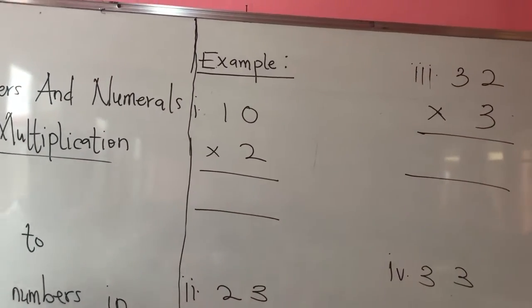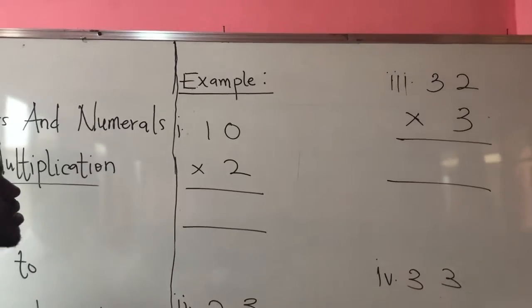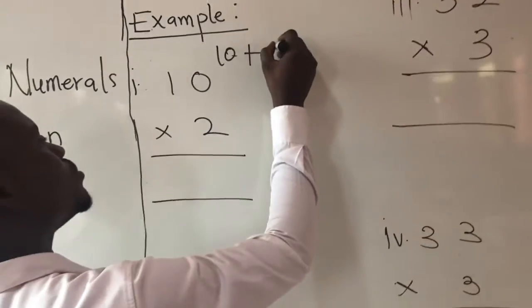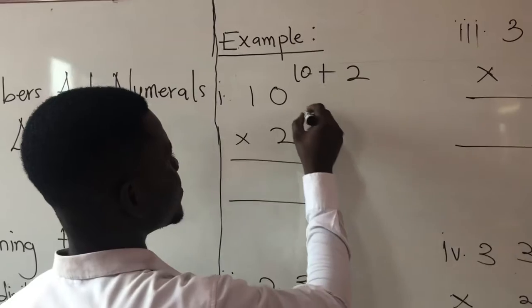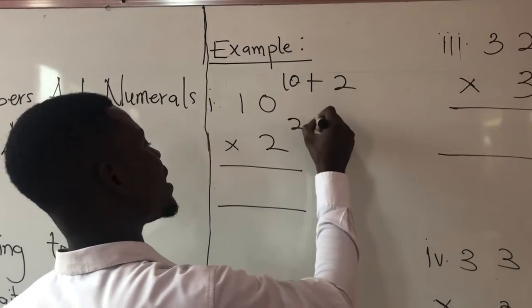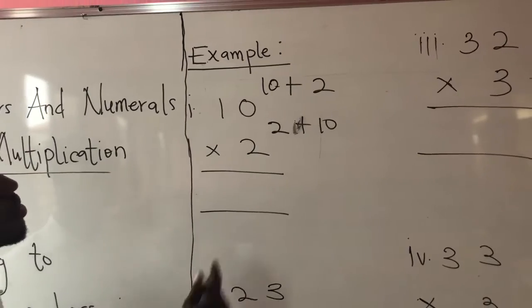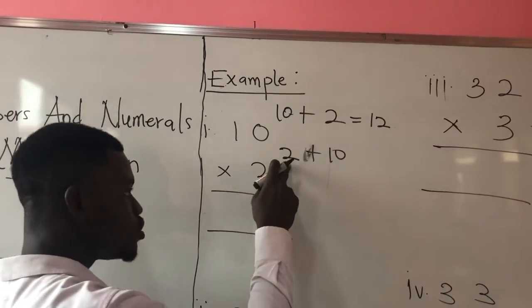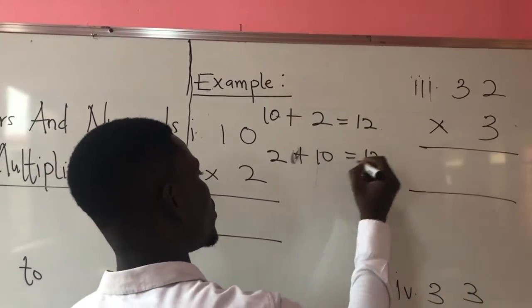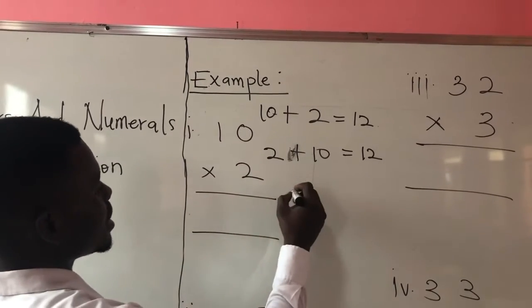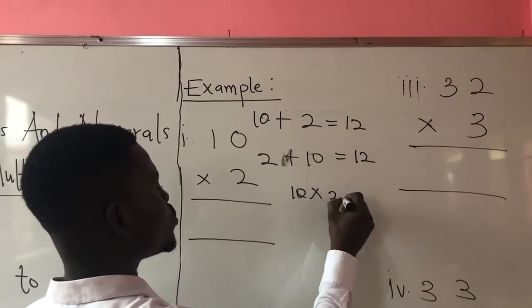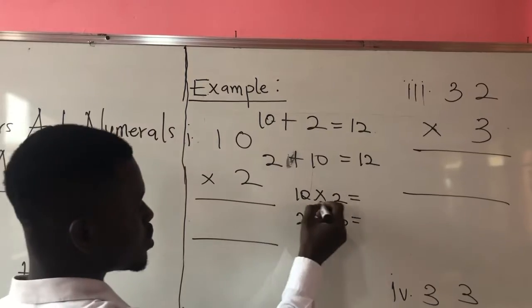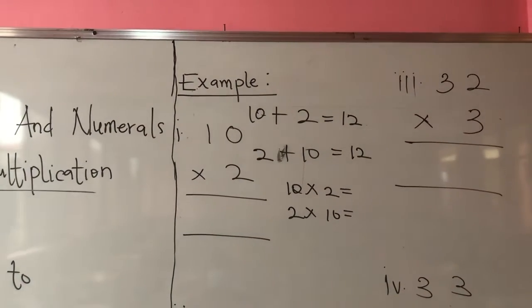Earlier on I told you that if I write 10 plus 2, it is the same as 2 plus 10, because 10 plus 2 is equal to 12, and 2 plus 10 is equal to 12. And I also explained that if I write 10 times 2, it is the same as 2 times 10. So 2 times 10 is what? Let's quickly look at that.